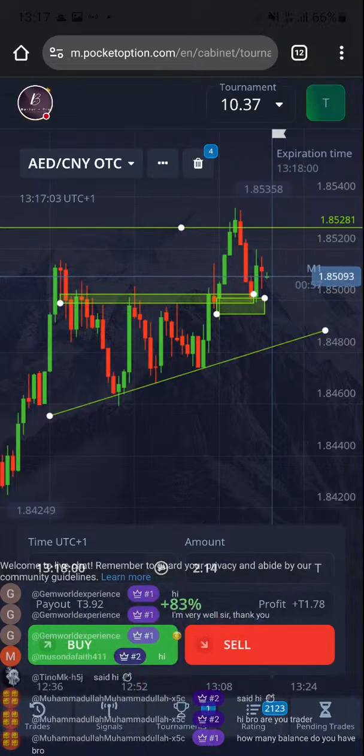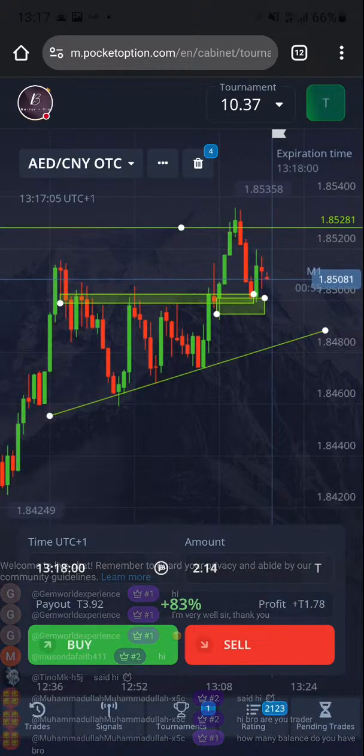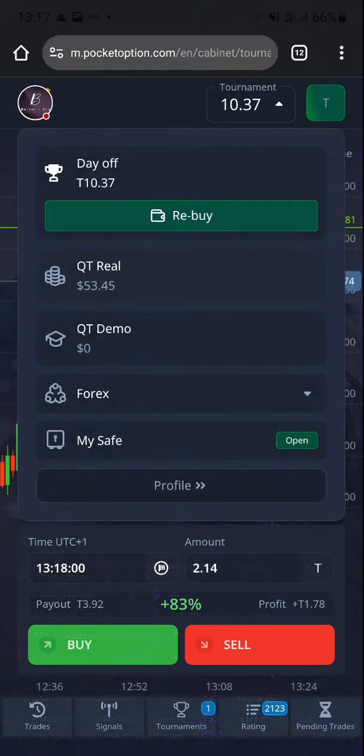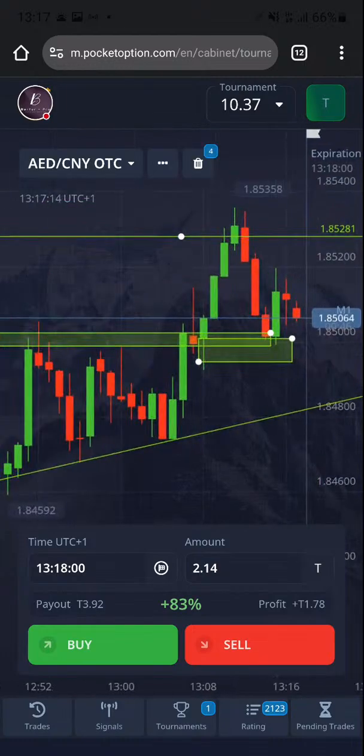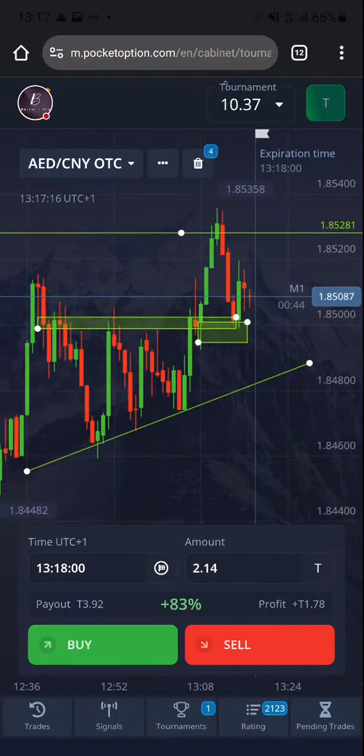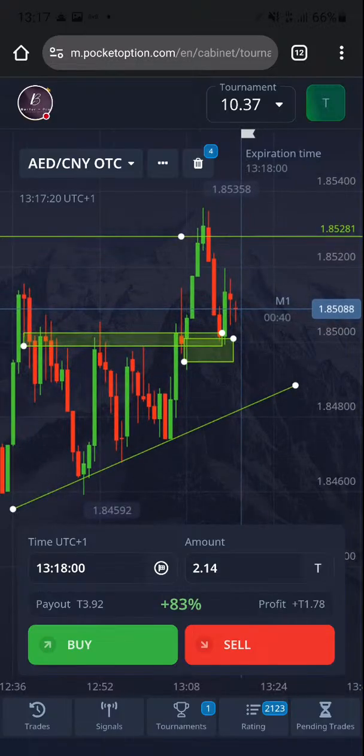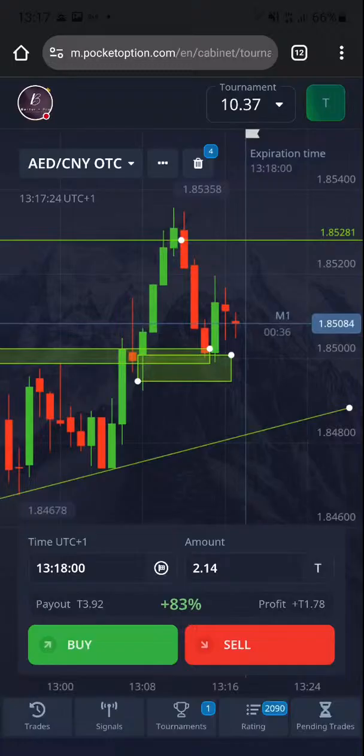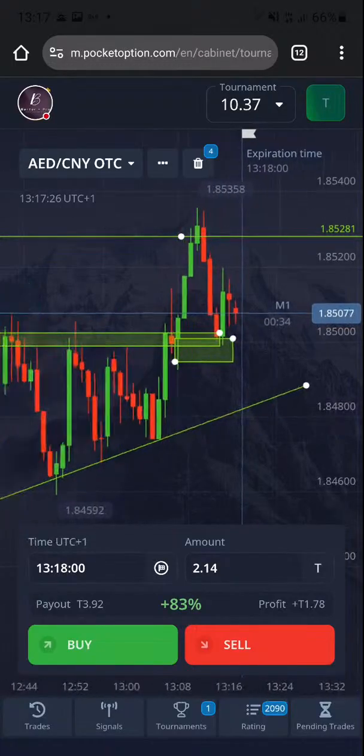Okay, right now you want to know my balance. Let me see. It's currently around $53.45. This particular balance is a tournament balance, basically, but my real account right now is just a little bit above $50. You want to add to it? Yes, if you want to add to it, fine, no problem.